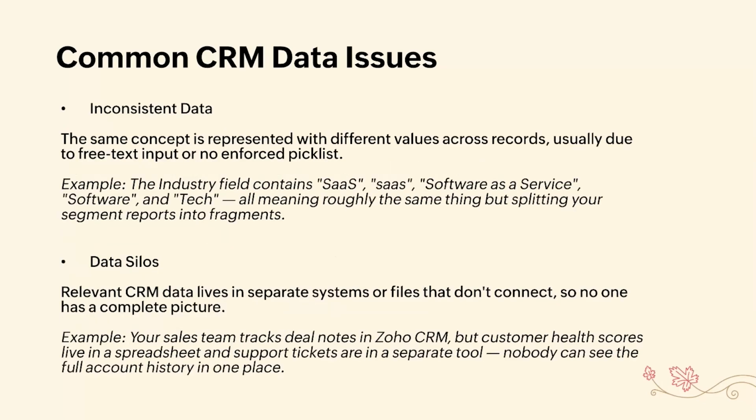Next is inconsistent data. When you are entering information, let's say you're using the country field. You can write United States, some people will write USA, some people will write US. So these are all inconsistent data.